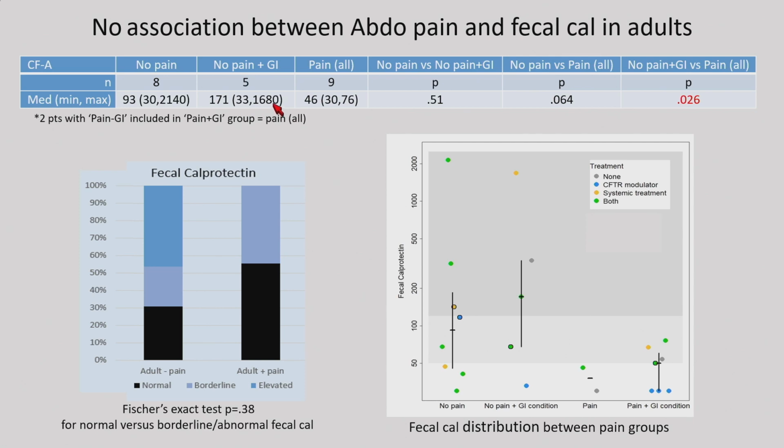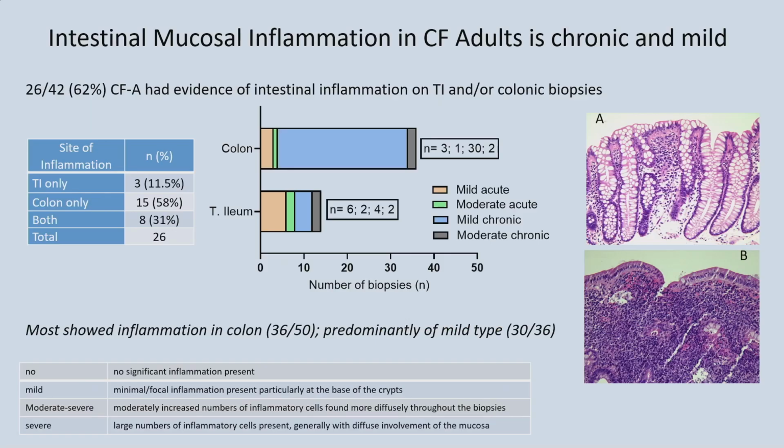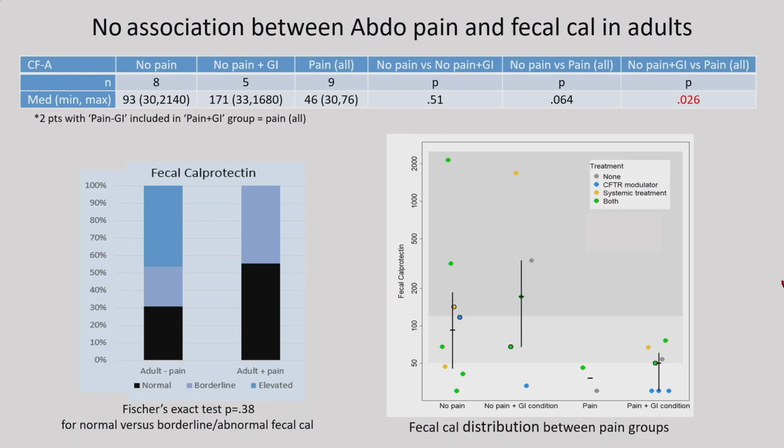Here you can see this. It's likely because most adults with pain also had a GI condition, which was most commonly constipation and DIOS. What is interesting to note here is some adults who reported abdominal pain were on CFTR modulator treatment, similar to what we saw in children. In the proportion graph, there was no difference in the number of adults with abnormal fecal cal levels between pain and no pain groups.